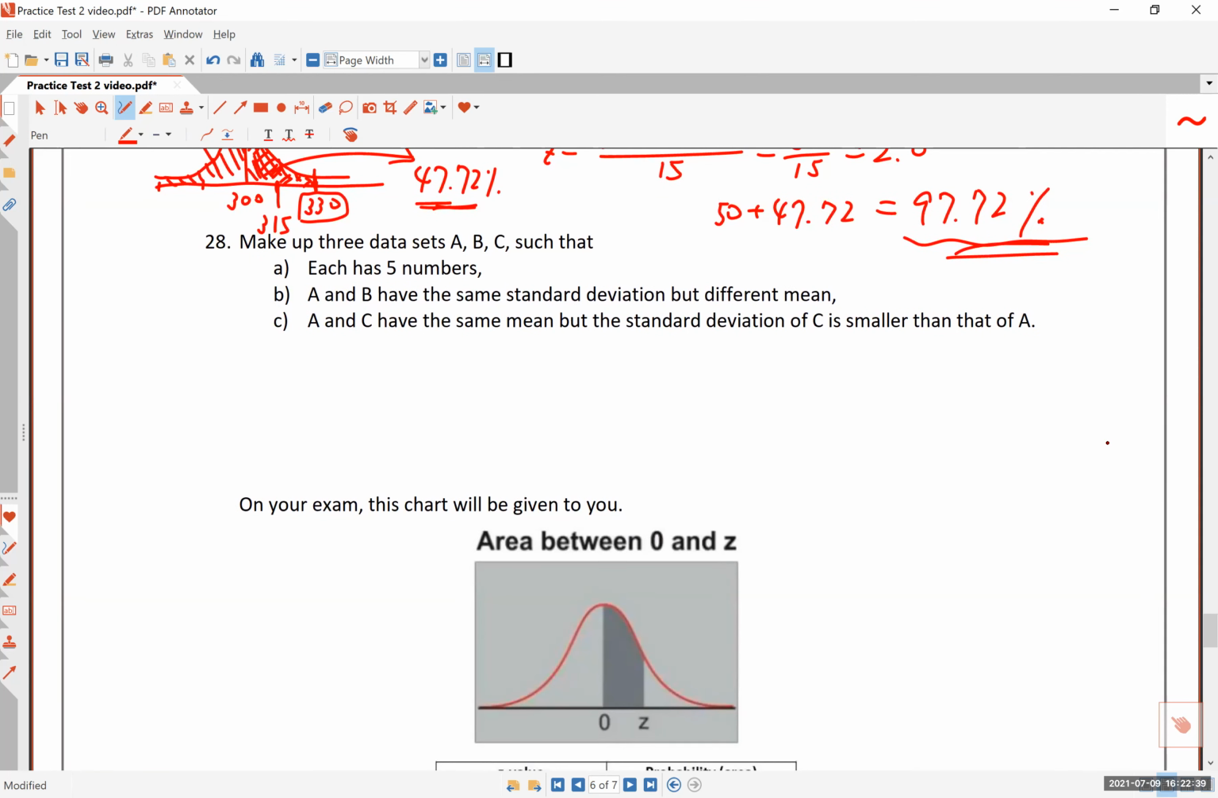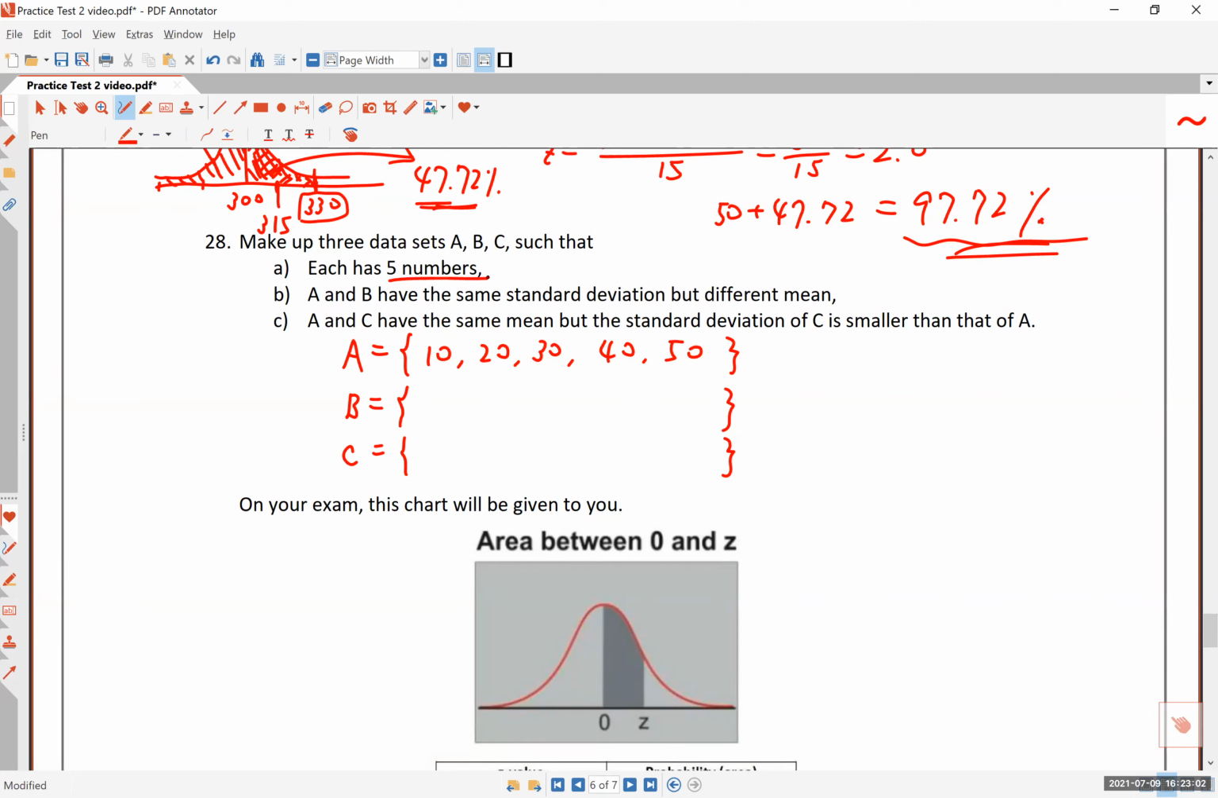All right, finally, number 28. Let's find 3 data sets. You can create your own. So the solution I'm going to give you right now is just an example. All right, I need to give 3 data sets, each consisting of 5 numbers.